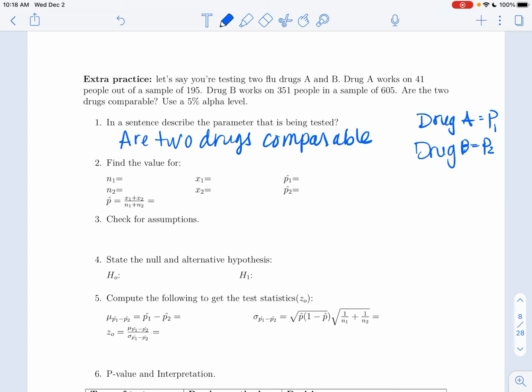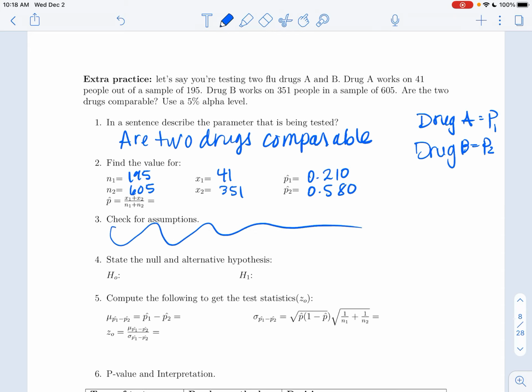Okay, so drug A, my sample size is 195. My X value is 41, and then my P hat, let me put that in the calculator, is 0.210. All right, N2, which is drug B, is 605, and then 351, and then let me get that P hat value, 0.580.